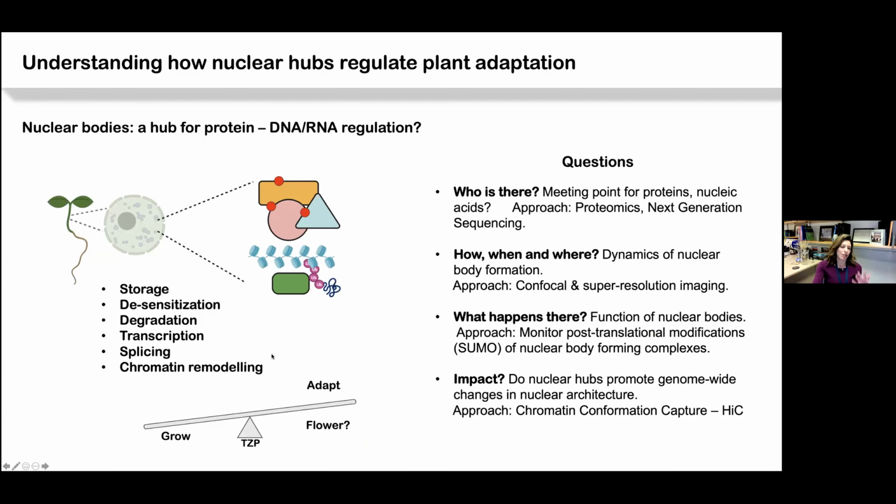So we're hoping to use this protein as a model to understand further what happens in terms of nuclear localization, the formation of subnuclear bodies, what other components are there, why are they there, what is their function, are there specific regulatory roles of these domains, whether it's transcription, storage, desensitization, splicing, chromatin remodeling, or all of the above, and of course, what's the impact in terms of the phenotypes, whether this information can be used, again, to engineer plants that could potentially perform better in response to a changing environment.